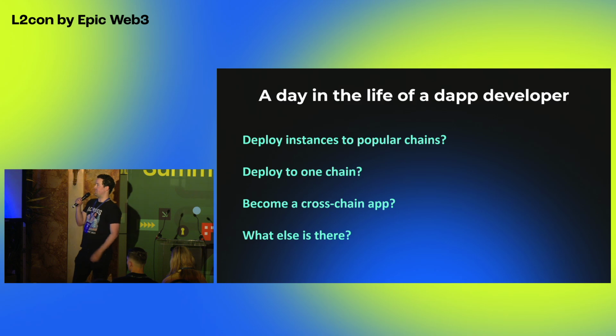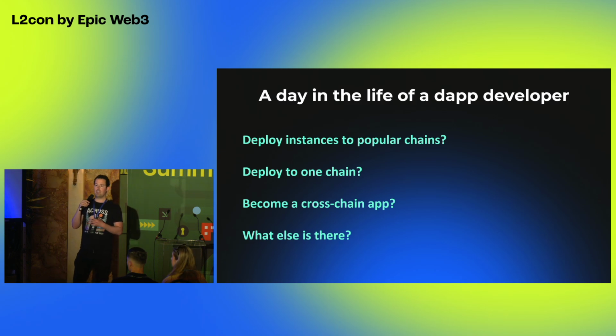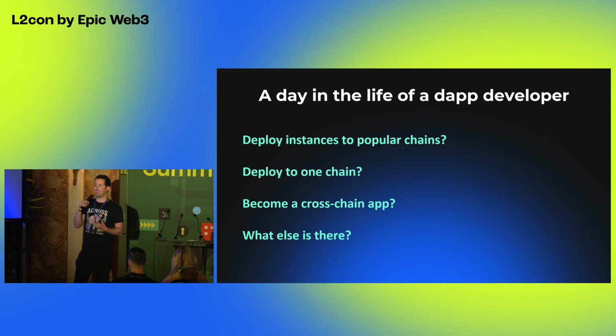And then the last option is becoming a cross-chain app. You can use an arbitrary message bridge or some other solution. However, the trade-offs are that there's additional complexity, and also there are some latency issues. So what else is there?